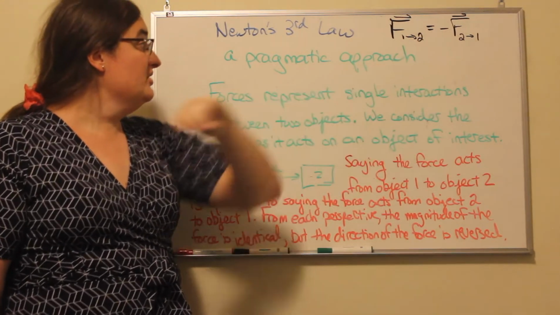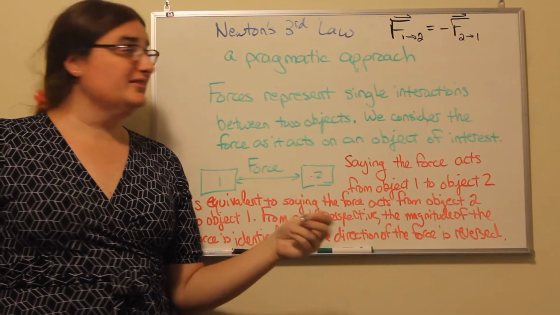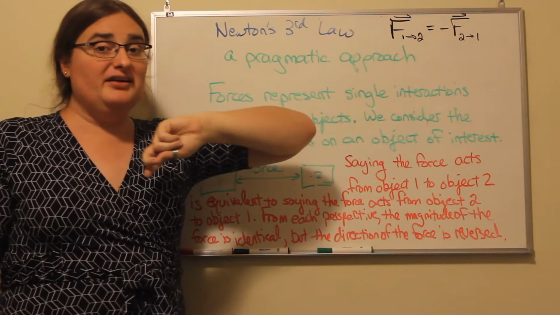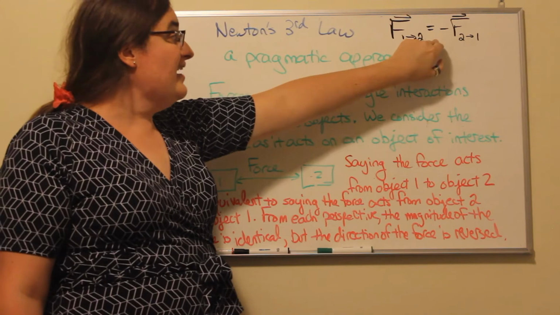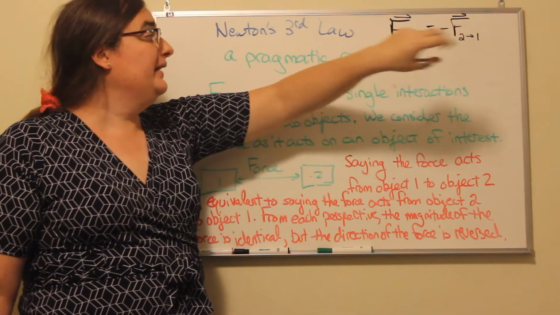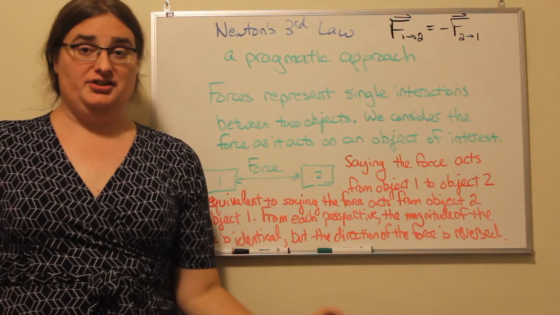So for most cases, Newton's third law says the force as a vector, if it's 1 acting on 2, would be the same as saying the force is 2 acting on 1, but in exactly the opposite direction.